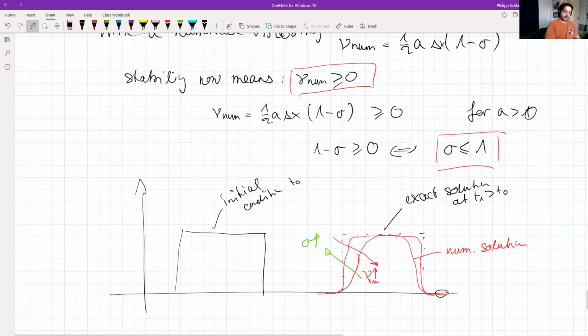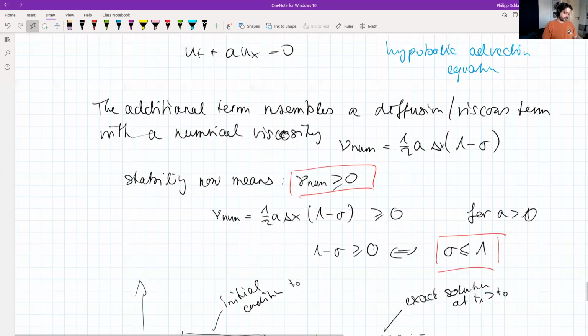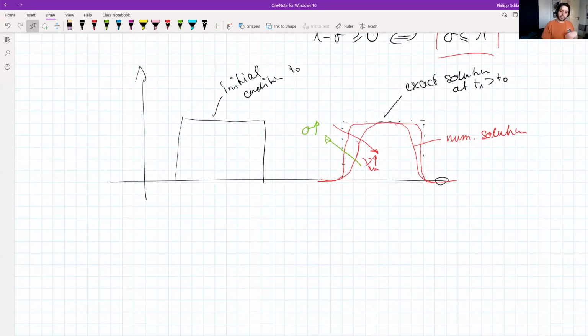And this is something we can directly see by just looking at the leading error term. If I have a first order scheme, my leading error term is of second order, and I get a diffusive term, which gives me damping in exactly that way. We can see how much damping we get from discretization by just looking at the value of the numerical dissipation.